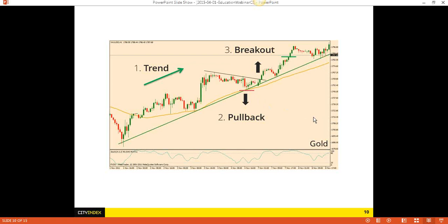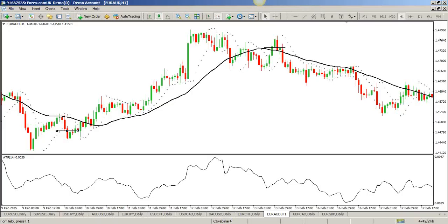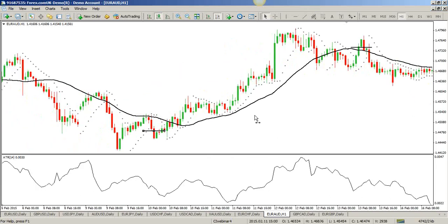Let's talk about trade exit techniques. What are the techniques we use to exit trades? First of all, we place our initial stop loss above or below the most recent significant resistance or support level. What exactly does that mean? Let's take a look here. This is the same chart from last week. I'm just showing it to you for convenience purposes.